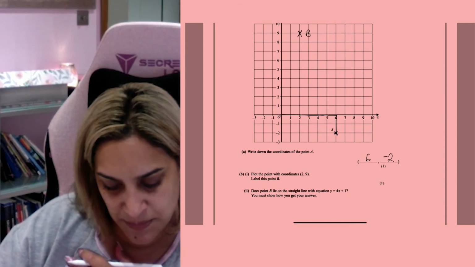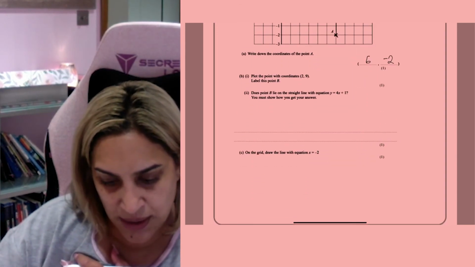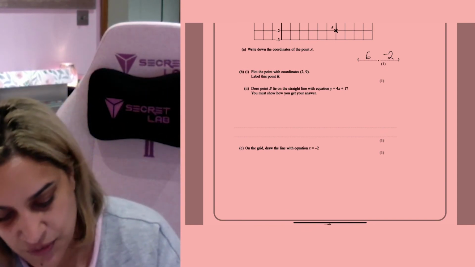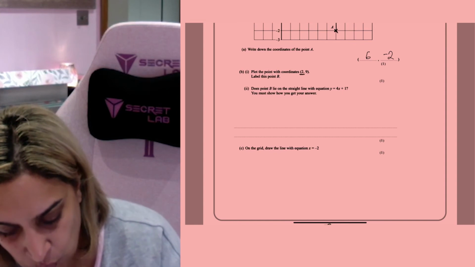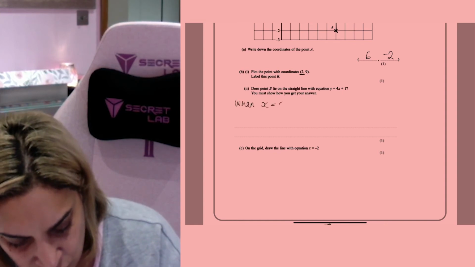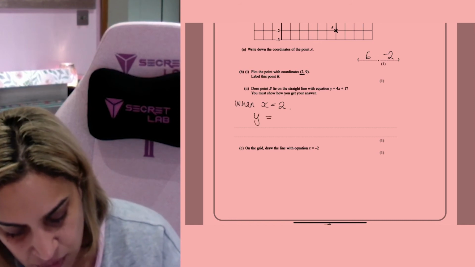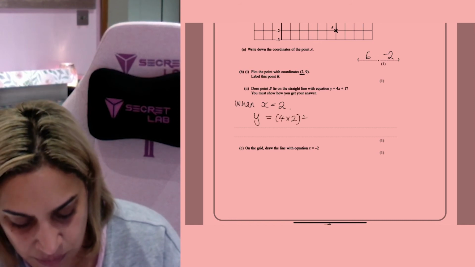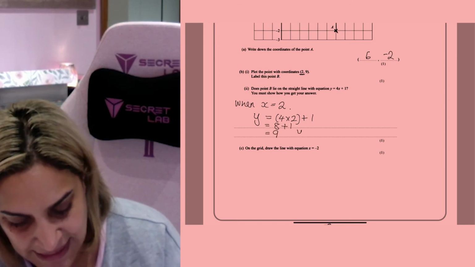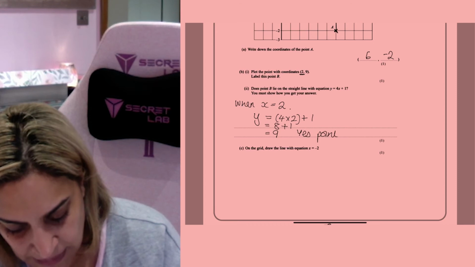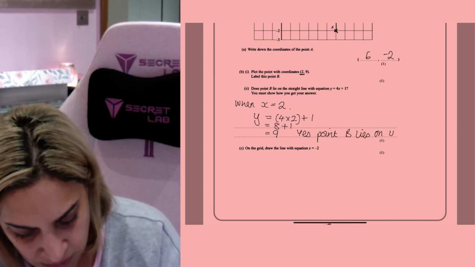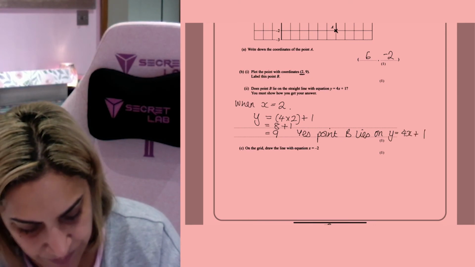Does the point B lie on y equals 4x plus 1? So this is saying when x is 2, what is y? So you have to say when x equals 2, y equals 4 times 2 plus 1, which is 8 plus 1, which equals 9. Yes, point B lies on y equals 4x plus 1.